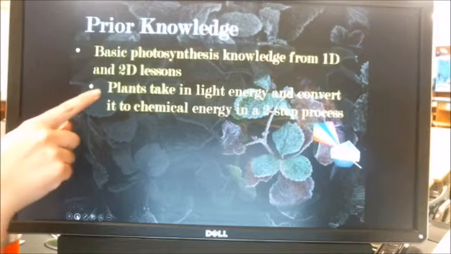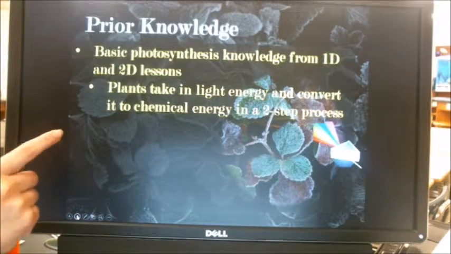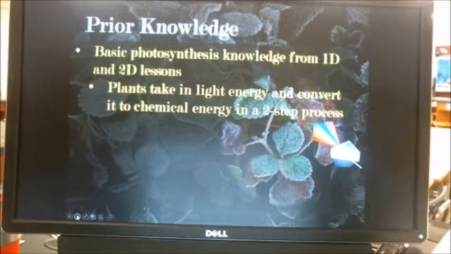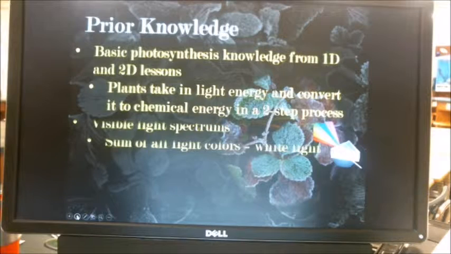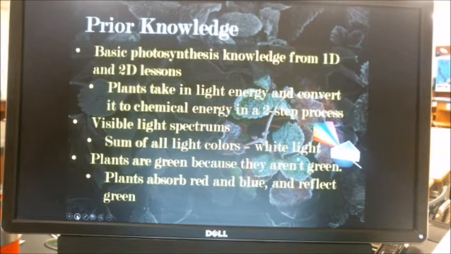They also specifically need to know that plants take in light energy and convert it into chemical energy in a two-step process. They had to know about the visible light spectrum. They had to know that all the light colors add up to make white light. And this is kind of a joke in our classroom now: plants are green because they aren't green. Because plants absorb blue and red, they reflect green. That's why they look green, but they don't absorb green.